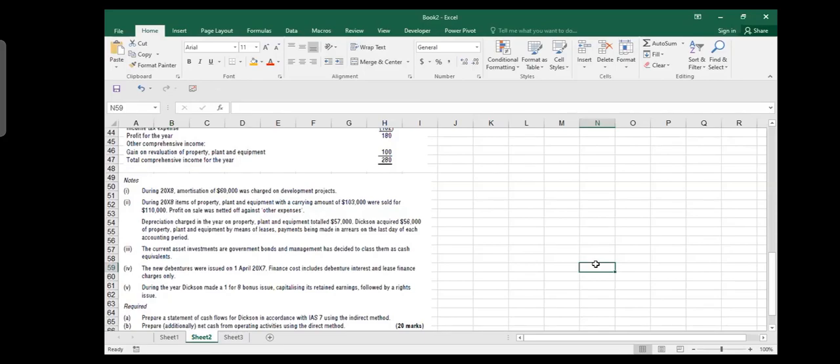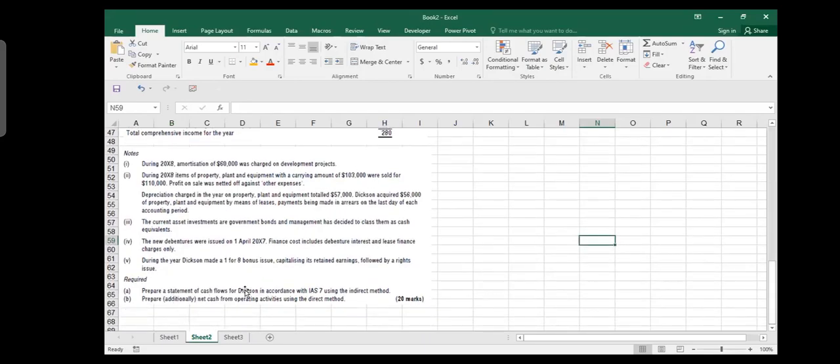So it says that during 2008, which is the current year, amortization of $60,000 was charged on development projects. Which means you may have some intangible assets, development, and you charge $60,000 amortization. You remember that depreciation and amortization we add back. They ask us to prepare a statement of cash flows using the indirect method. So when we use the indirect method, we start with profit before tax and then we add back depreciation. So this is kind of going there.